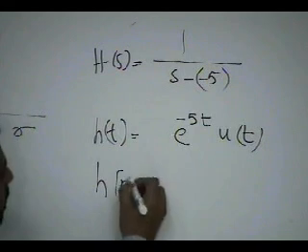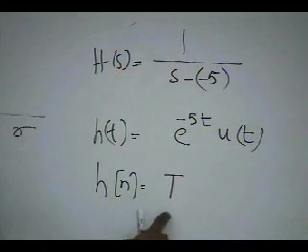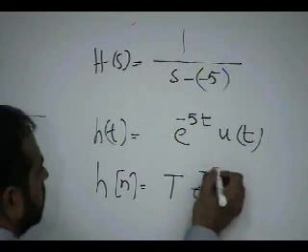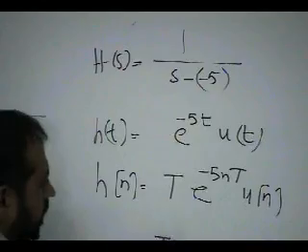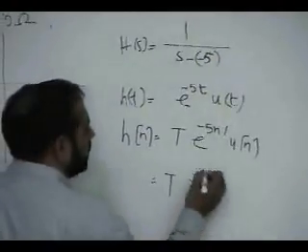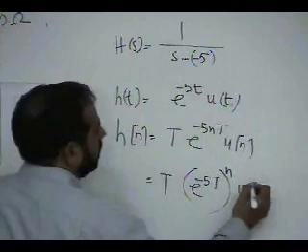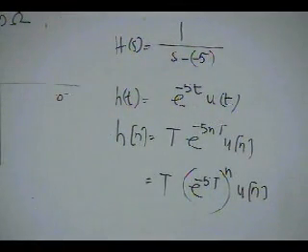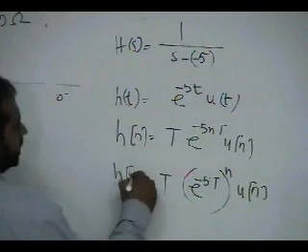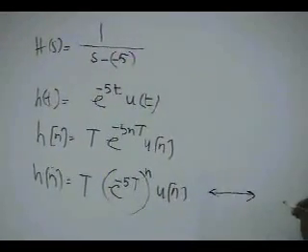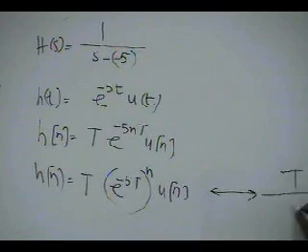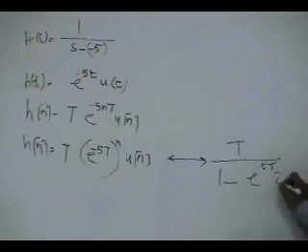You say h(n) is equal to T, this T is an extra, times exponential minus 5 nT u(n), and this can be written as T exponential minus 5T, raised to the power n, u(n). This is now h(n). You take its z transform. This is alpha to the n. So what is the z transform of this expression? It is T over 1 minus exponential minus 5T z inverse.